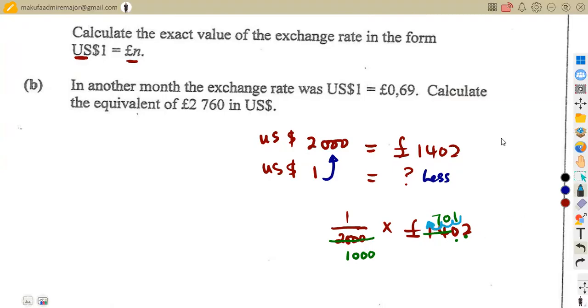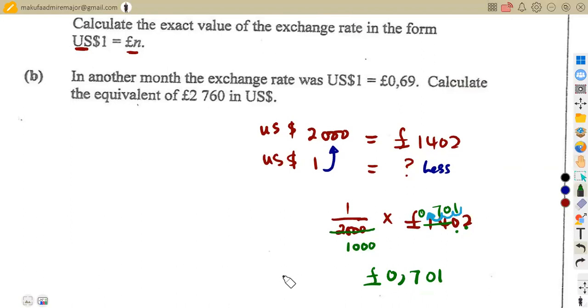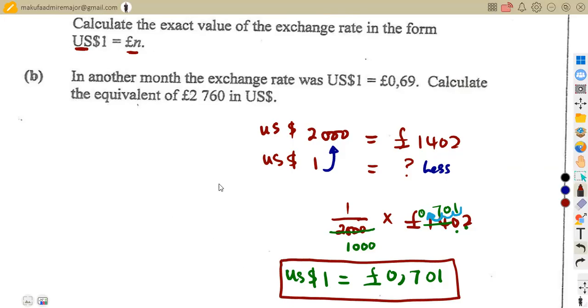So meaning to say our answer is supposed to be 0,701 in terms of pounds. That was supposed to be the equivalent. So the format is the US dollar is equal to how many pounds? We can simply say in terms of $1, it is equivalent to 0,701 pounds in this case. All right, so that was what we were supposed to have answered in this question.